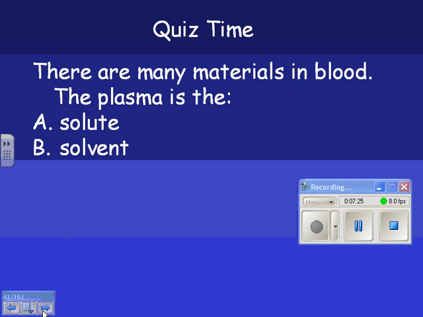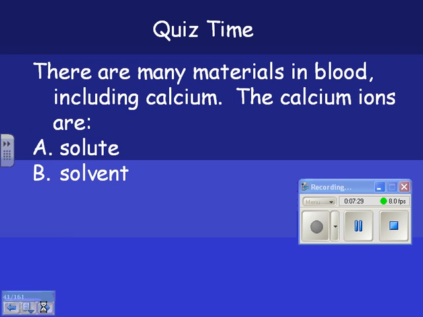There are many materials in blood. The plasma, or the liquid part, is the solvent. There are many materials in blood, including calcium. The calcium would be the stuff dissolved, so that's the solute. Come on in, Lou. The water's great.